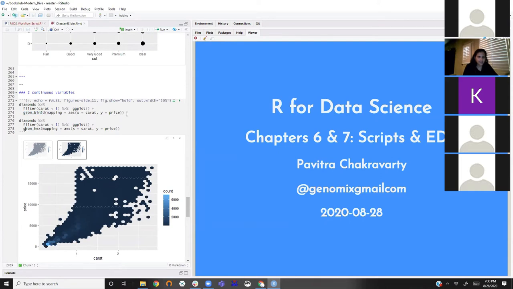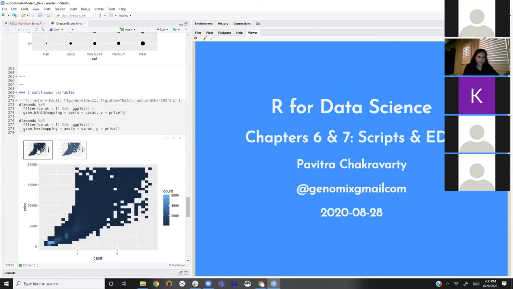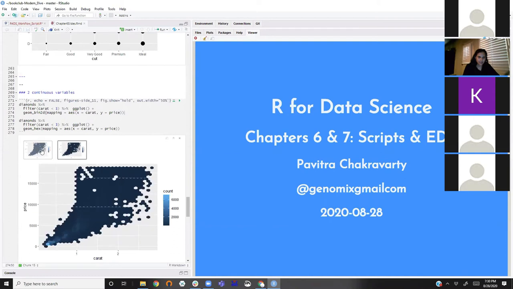bin2d and geom_hex, and apparently it's a bit of a time saver relative to the scatter plot, because literally what this is, is a scatter plot. It saves time if your data set is fairly large. This one is more like a rectangle, and this is more like a hexagon, and apparently it's something better to use when your data set is fairly large. But this is starting to look pretty good to me, right?